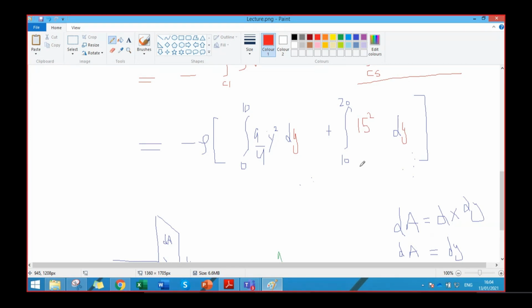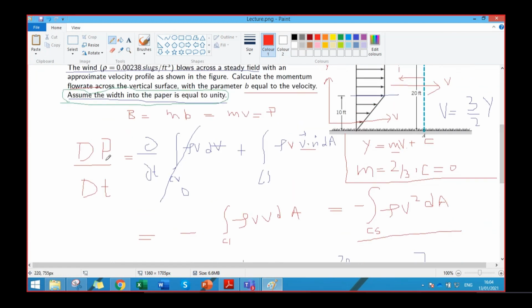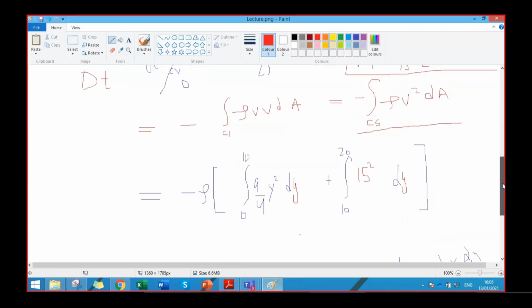You need to keep one thing in mind, that the result of momentum is a vector quantity, right? Momentum is a vector quantity. Is it clear? Yes. So this result should also be a vector.